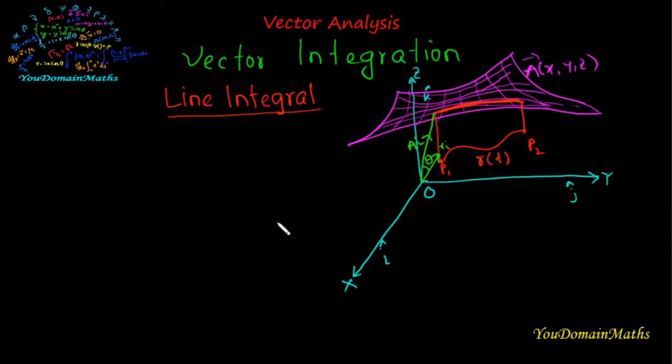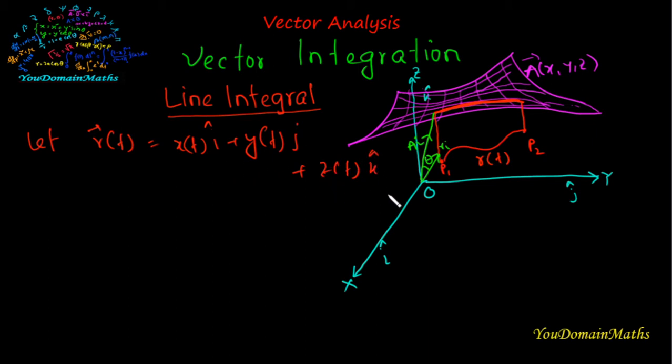Hello viewers, we'll introduce the line integral. Let a position vector r of t equal x of t i plus y of t j plus z of t k, where i, j, k are the unit vectors along the x-axis, y-axis and z-axis. Since the vector is defined by a single parameter, this is a curve, and this curve is denoted by C.